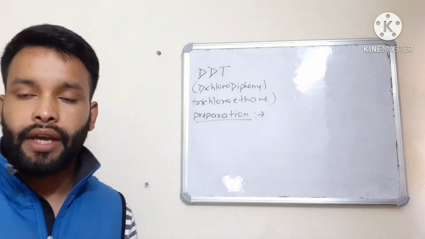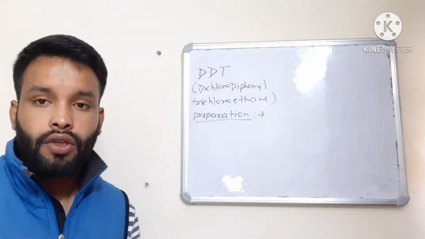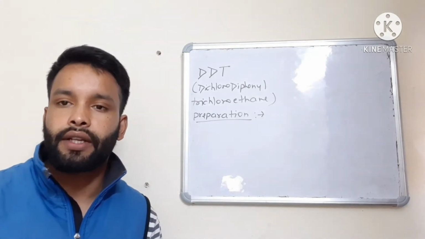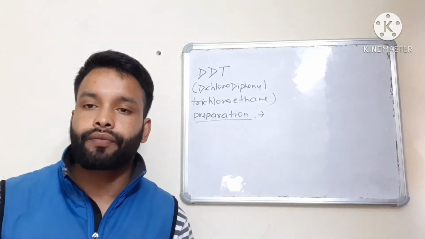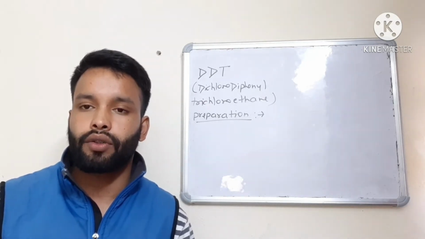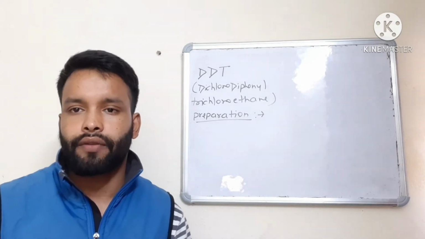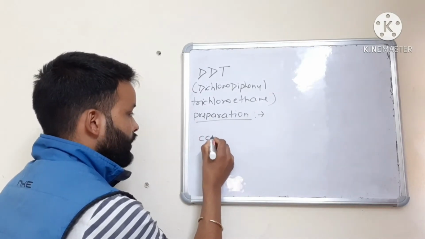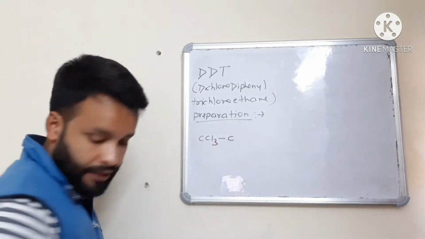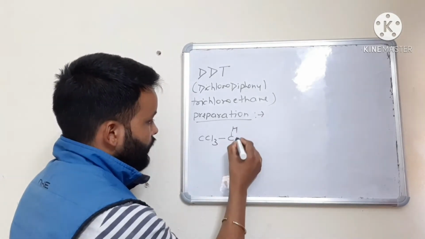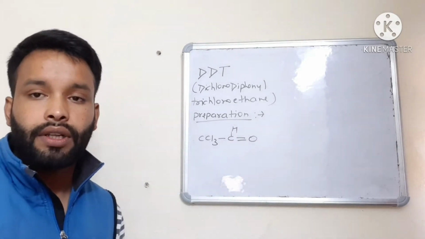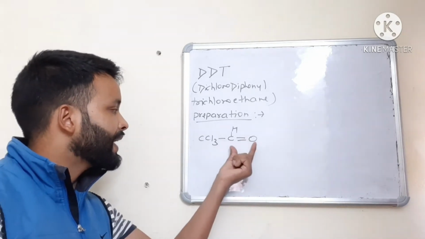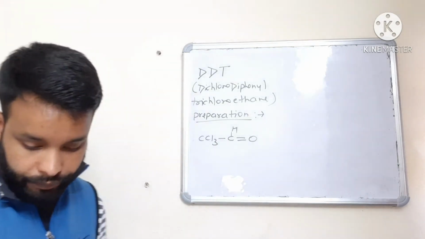Preparation of DDT, dichloro-diphenyl-trichloroethane. So basically it is formed by chloral. I'll tell you what chloral is, as well as the IUPAC name of chloral. Chloral and chlorobenzene, two compounds we need for the formation of DDT. So chloral I am drawing. The structure of chloral is CCl3 and CHO. This is the structure of chloral, CCl3, CHO. This is the aldehydic part.